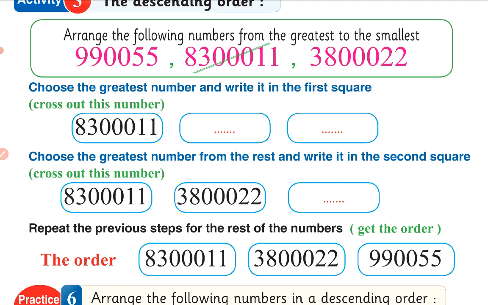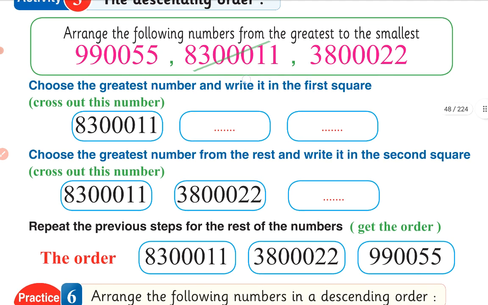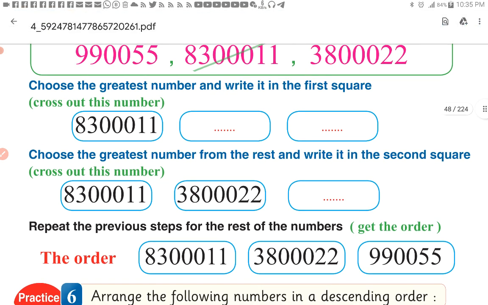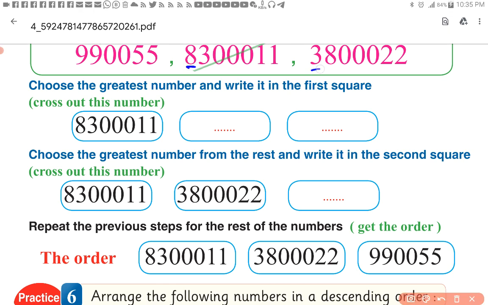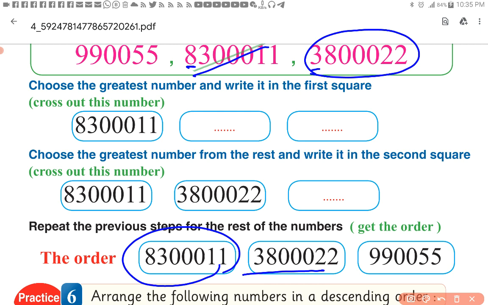Here we have 7 digits for each number. No, we have here 7 digits, and here 7 digits, and here 6 digits. So the smaller is the number that contains 6 digits. You write it at the end. Start by the greatest. Here we have 8, and here we have 3. So this number is greater, right? Write it at first. Then the next one, this number. At last, write the smaller.